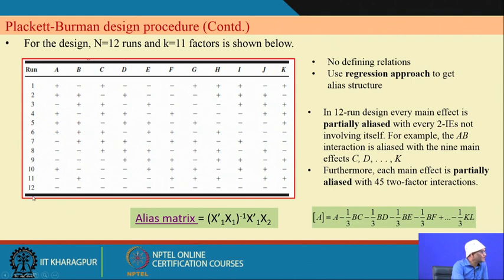Then the last one, the 12th one, you see all are negative, that means all at low level. Now, if you see every column of the factors A to K, there are an equal number of plus and minus, that means 6 plus and 6 minus in every column. Now, if you take the dot product of any two columns, you will get 0. Plus means plus 1, minus means minus 1; that is the orthogonality.